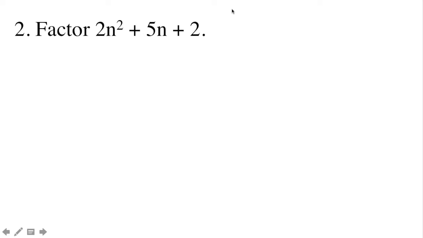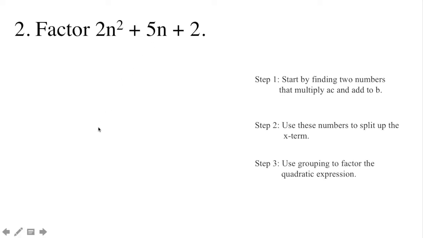Factor 2n squared plus 5n plus 2. So first thing, multiply a and c. A is 2 and c is 2. So that is 4. So our goal is to find two numbers that multiply to AC and give us a sum of b, which is 5. So our AC is 4 and b is 5.